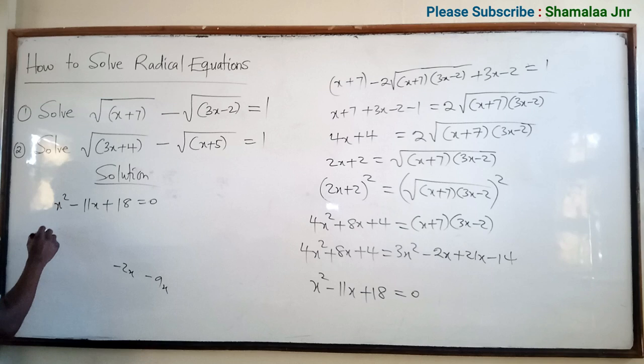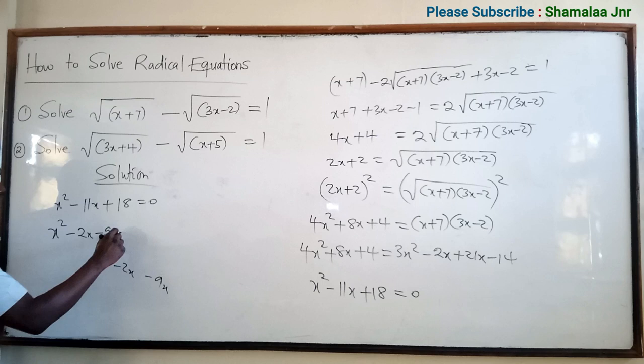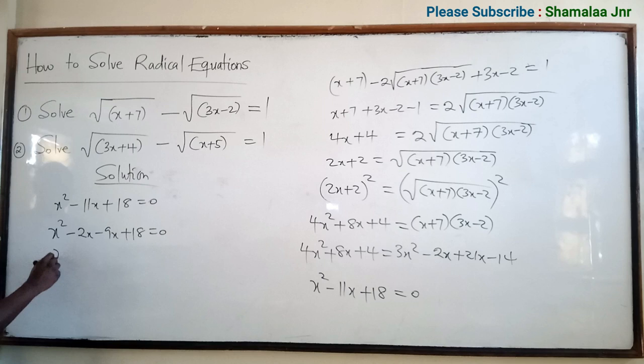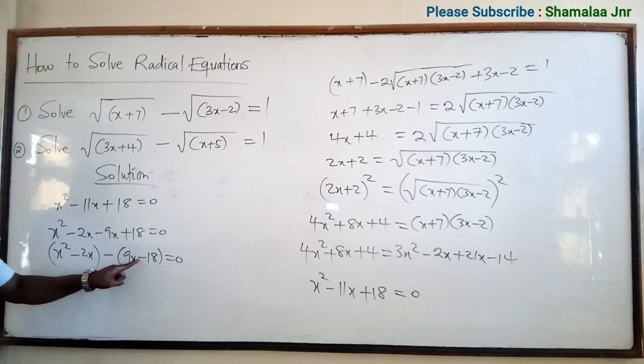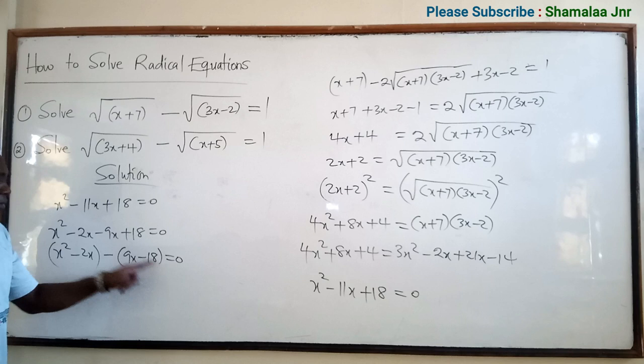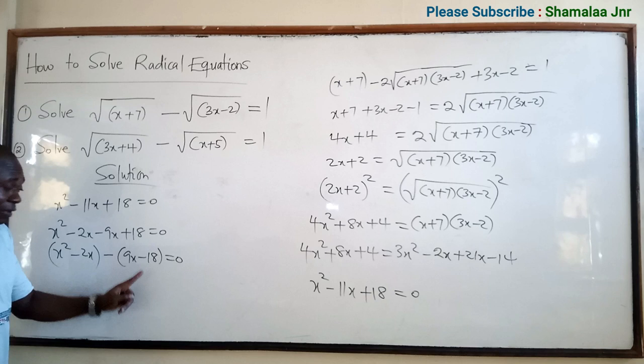So this will be x squared minus 2x minus 9x plus 18 is equal to 0. This implies that x squared minus 2x, brackets, minus 9x minus 18 is equal to 0. This has to be negative so that when you expand, here is negative 1. Negative 1 times negative 18. And again, you're 4, so that this one will be positive. Isn't it? If you make it positive, it will be wrong.